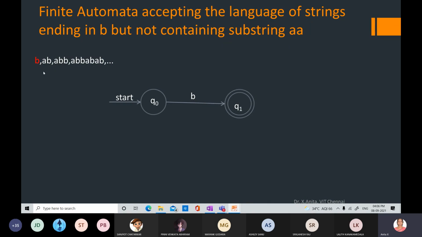So next comes A. Yes, this is also accepted. The thing is that it should end with B. So where should be my transition?